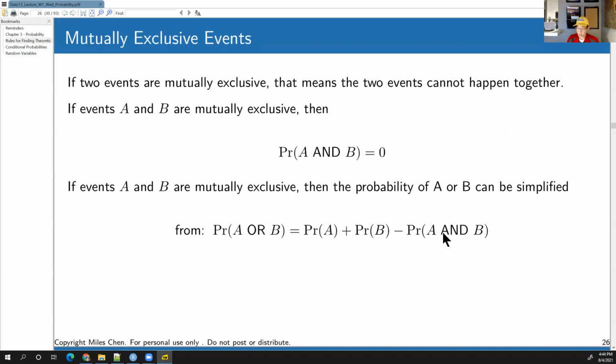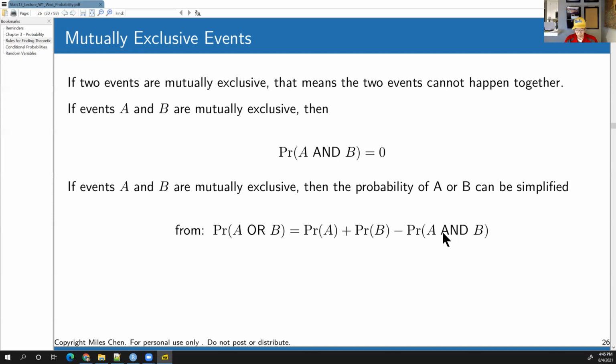Okay, if we have events that are mutually exclusive, what that means is that these two events cannot happen together. If event A and event B are said to be mutually exclusive, then that means the probability of A and B is equal to 0, meaning that if A happens, then B at the same time cannot also happen, or if B happens, then A at the same time cannot happen. These things are mutually exclusive.